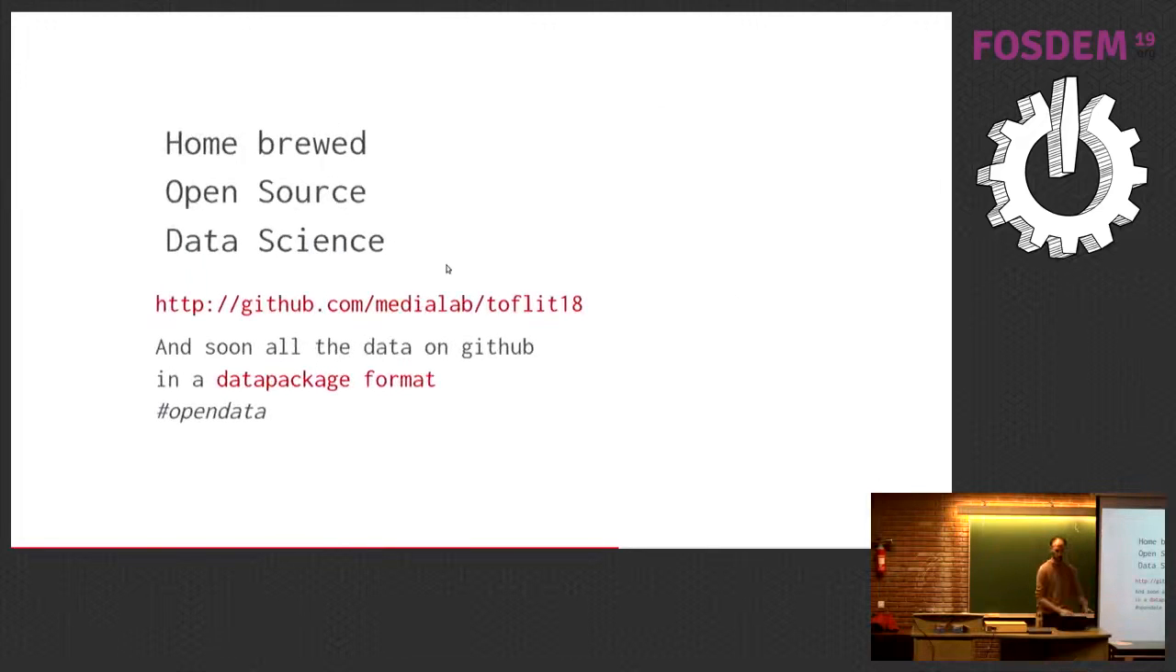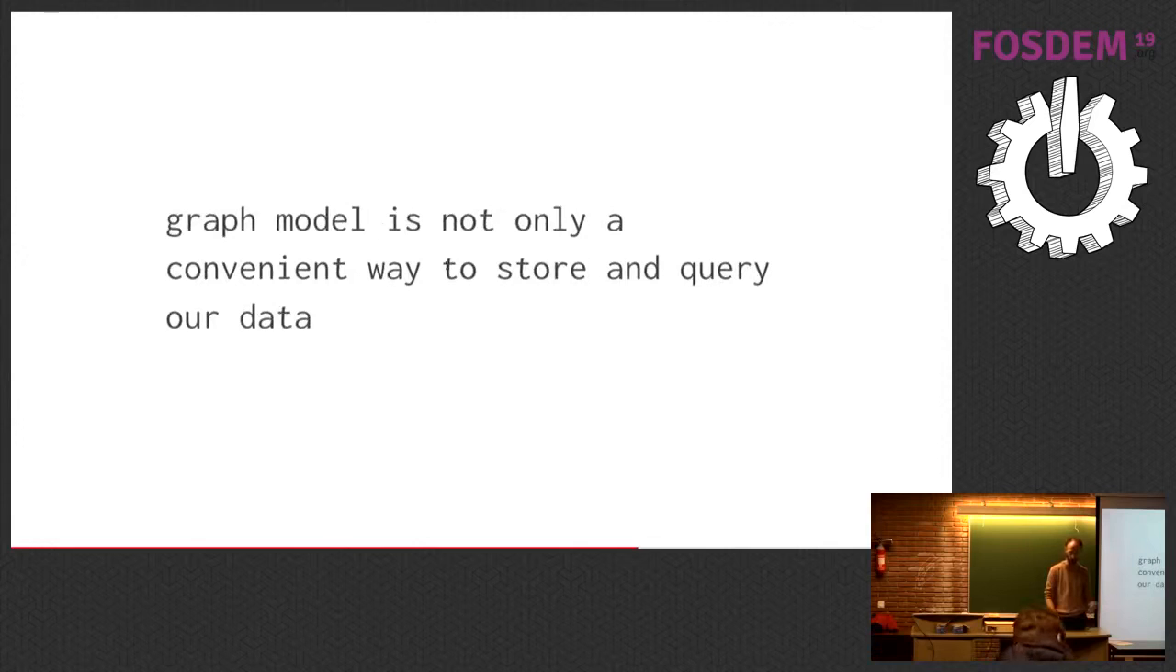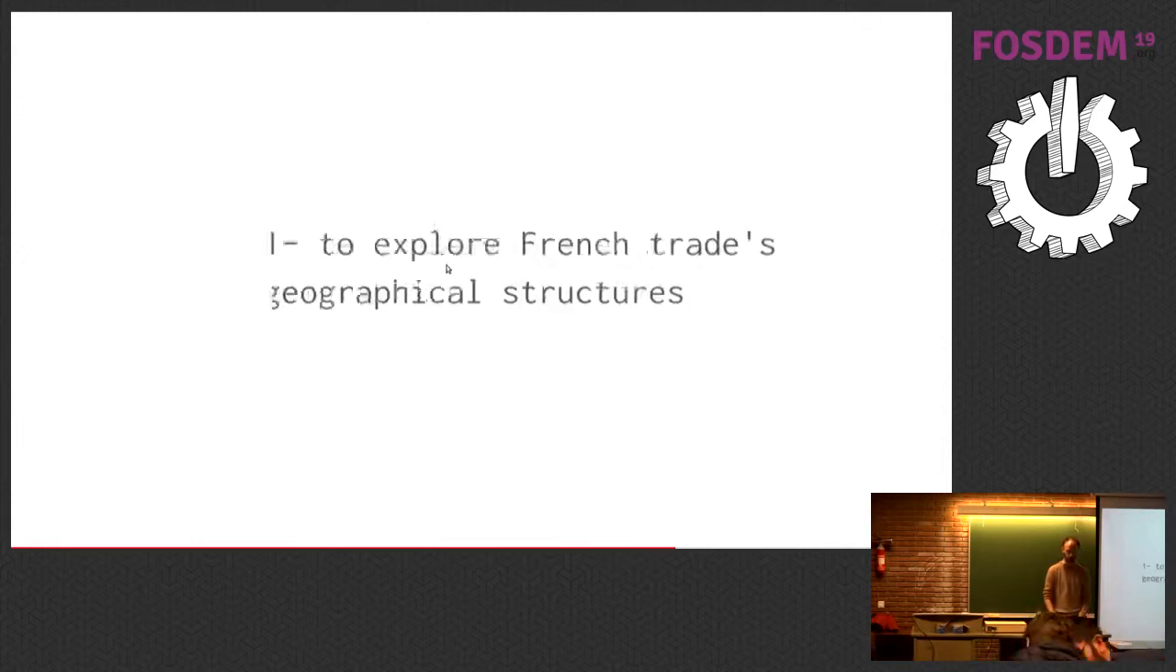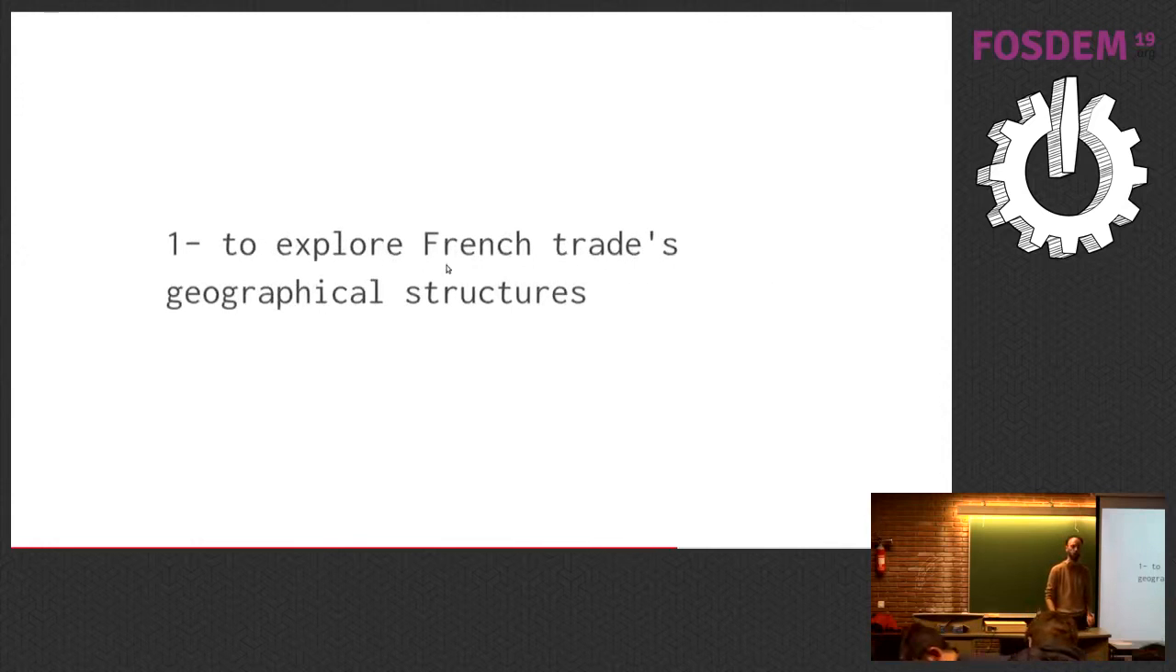So to sum up the technological part of the talk, we basically homebrewed open source data science tools, thanks to Guillaume. And so it's on our GitHub. And soon we will also release the data in a data package format. So the graph model is not only a convenient way to store and query our data, but also a powerful visual object to explore French trade geographical structure. So here I'll tell you how we used networks not only to store data, but to analyze them visually.